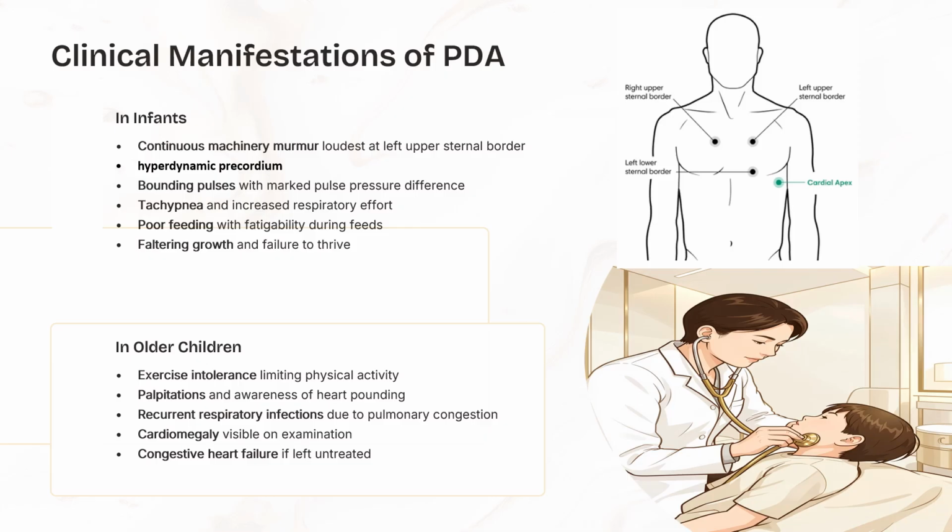When you talk about older children, exercise intolerance will be present. Exercise intolerance means when the children move or are active, they feel fatigue continuously, and palpitations and awareness of heart pounding will be present. Recurrent respiratory infection can also be caused by pulmonary congestion. Cardiomegaly can be visible. Congestive heart failure also will be present if untreated.